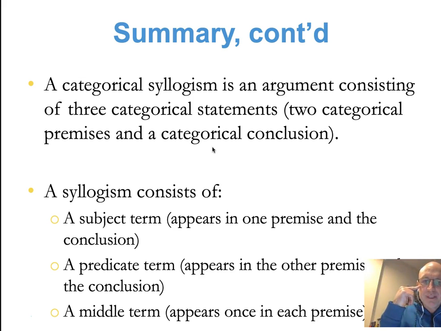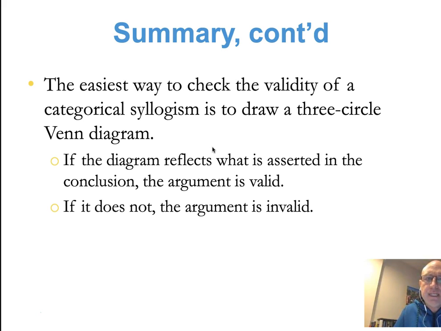A syllogism consists of a subject term, which appears in one premise and the conclusion, a predicate term, which appears in the other premise and the conclusion, and a middle term, which appears once in each premise. The easiest way to check the validity of a categorical syllogism is to draw a 3-circle Venn diagram. If the diagram reflects what is asserted in the conclusion, the argument is valid. If the diagram does not reflect what is asserted in the conclusion, the argument then is invalid.